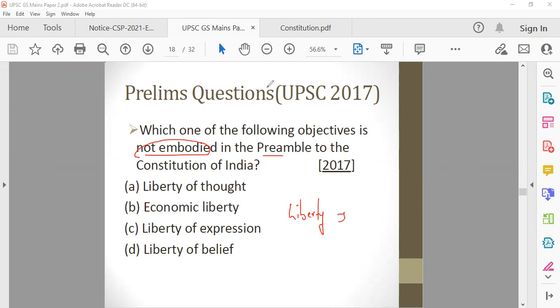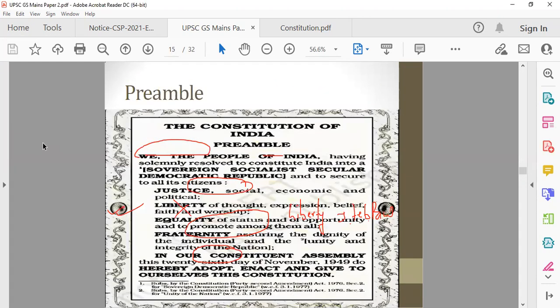You can pause the video if you want to give it a try and you don't want me to spoil the question for you. I have given you a mnemonic, TEF4: liberty of thought, expression, belief, faith, and worship. So you have liberty of thought, expression, and belief, but you don't have economic liberty. So the answer here is B, economic liberty. You can have a look at the preamble also.